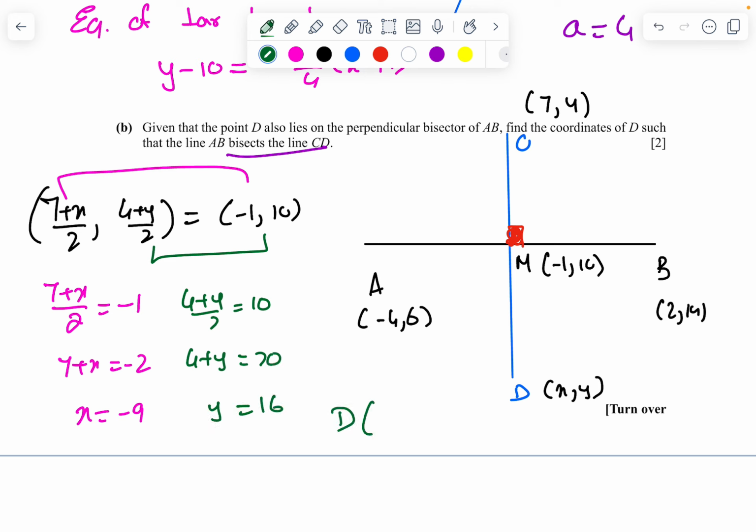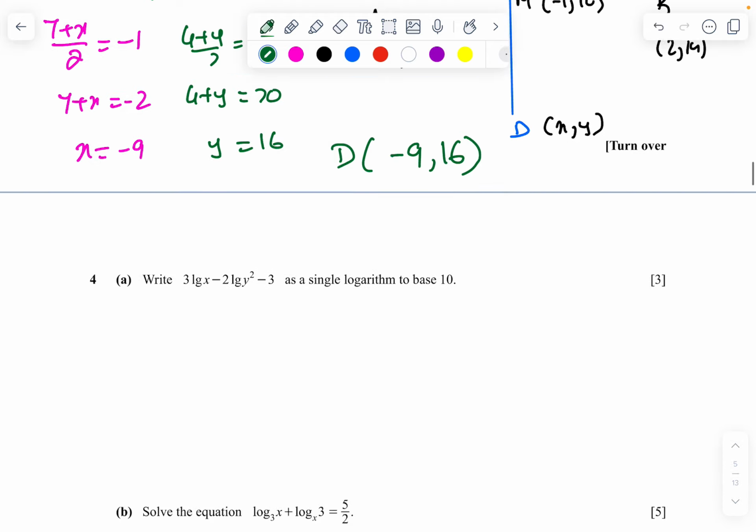So what are the coordinates of D? (-9, 16). That's going to be the answer.